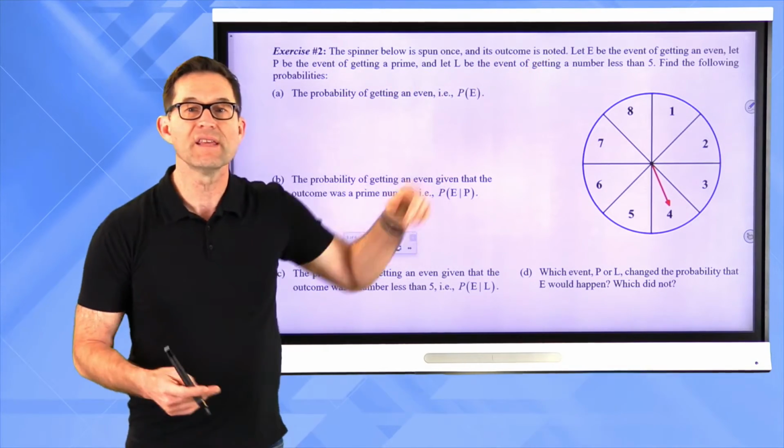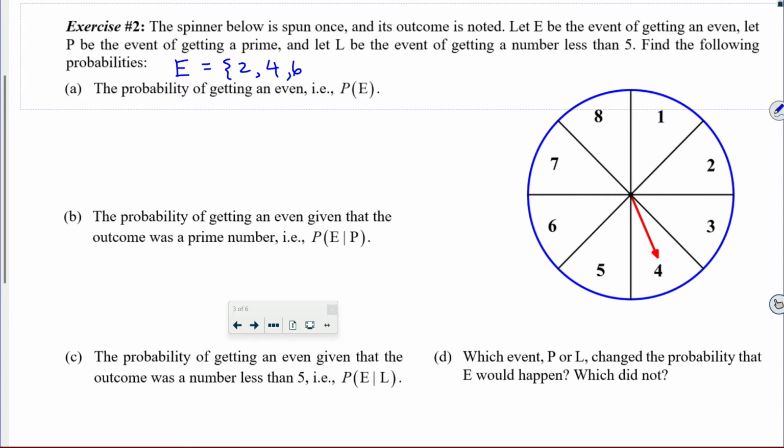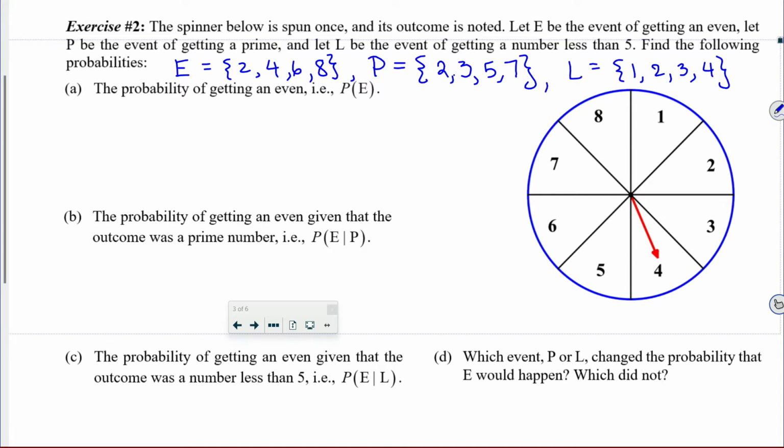We've got E is the event of getting an even. So let's write that out in roster form. E would, of course, be simple. Those would be the numbers 2, 4, 6, and 8. P is the event of getting a prime. Those are the numbers 2, 3, 5, and 7. And L is the event of getting a number less than 5. So that's 1, 2, 3, and 4. So those are all the events that I'm thinking about here.